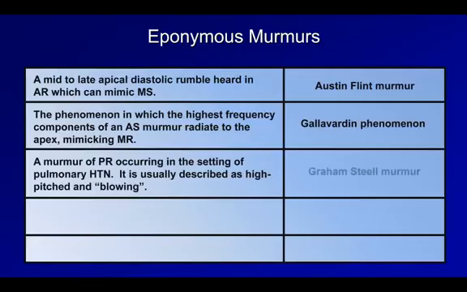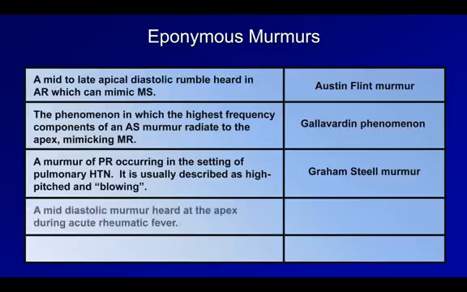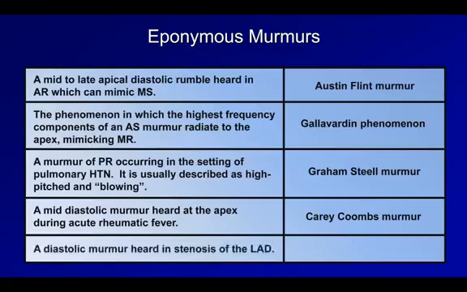The Graham Steell murmur. A mid-diastolic murmur heard at the apex during acute rheumatic fever, Carey Coombs murmur, and lastly, a diastolic murmur heard in stenosis of the left anterior descending artery. That's Dock's murmur. I will leave you with one final point of trivia.